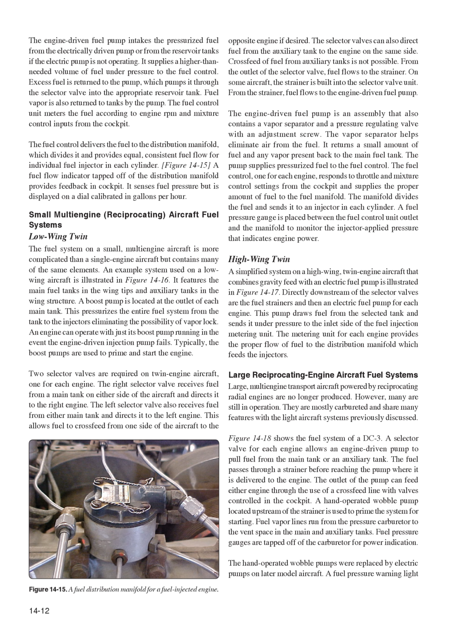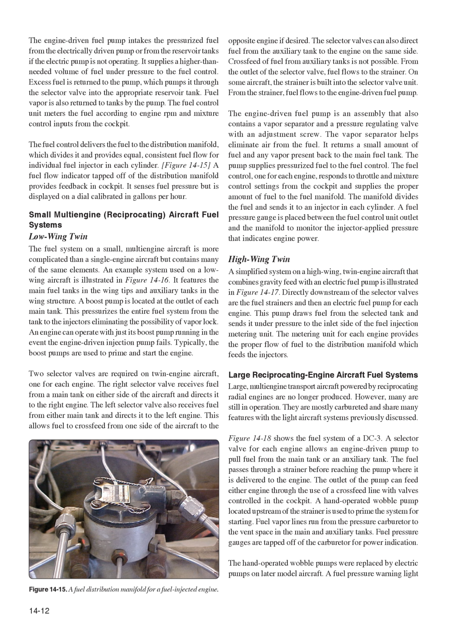Small multi-engine reciprocating aircraft fuel systems: low-wing twin. The fuel system on a small, multi-engine aircraft is more complicated than a single-engine aircraft but contains many of the same elements. An example system used on a low-wing aircraft is illustrated in Figure 14.16.